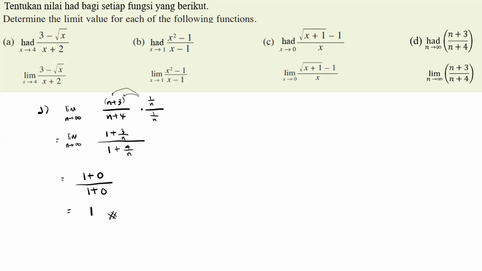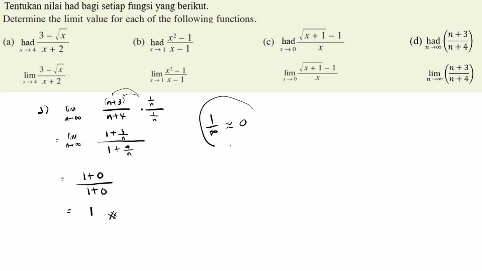Okay? Not because infinity divided by infinity equals 1. No. You don't even know what infinity is. The infinity up there and the infinity down there may not be the same number. So you can't find the answer. Too large already. So we use this concept. As long as you are able to write 1 over n, 1 over infinity is almost 0. So 1 plus 0 over 1 plus 0.